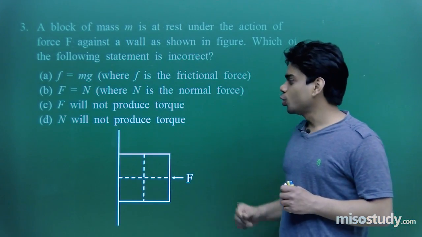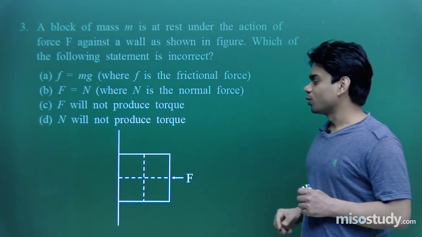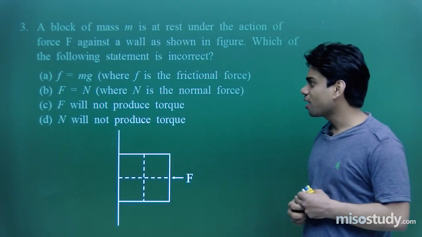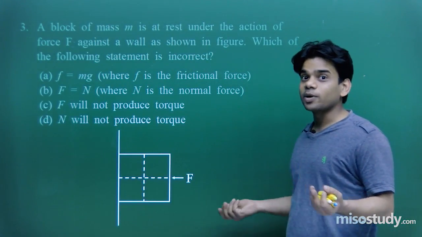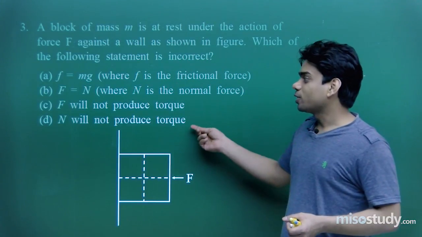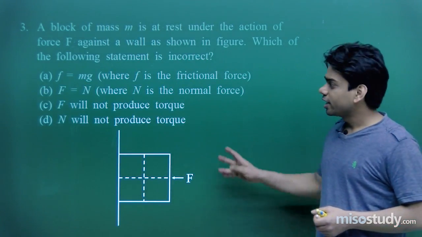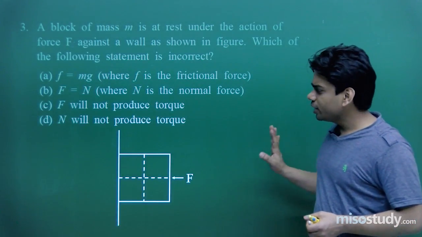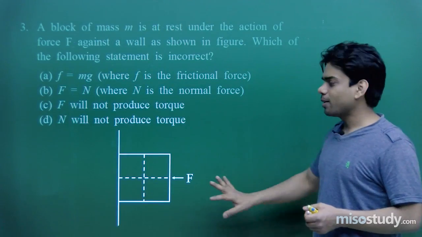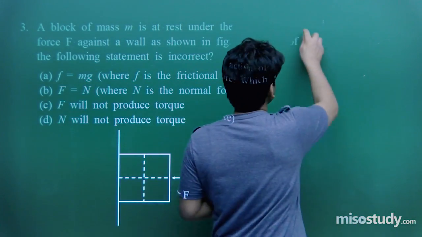Next, capital F is equal to N, where N is the normal reaction acting on the block. Capital F will not produce torque. Let's see whether capital F will produce torque or not. Option D, N will not produce torque. So we got these options. Now, let me show you a free body diagram of this block, which forces are acting on this block due to the wall and the other things.